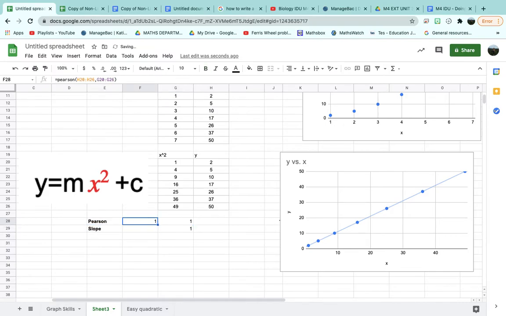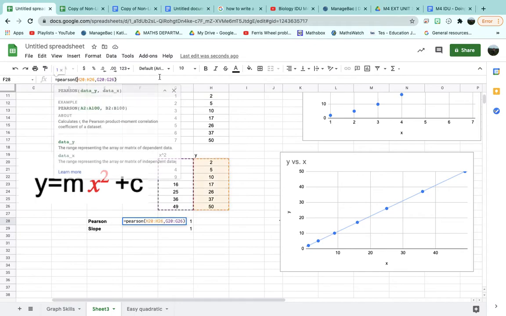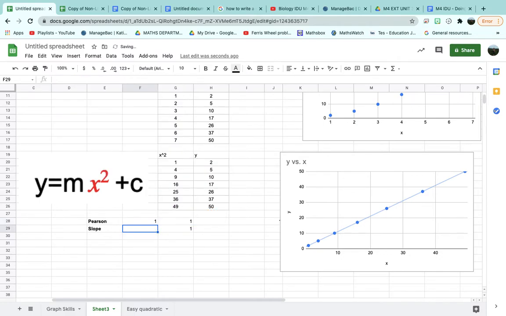Now when you do the slope, we want to analyse the slope of this particular data. Now if you're copying and pasting data and you want it to not change, you need to put dollar signs in front of it. So I put a dollar sign in front of the H, a dollar sign in front of the 20, a dollar sign in front of the H, a dollar sign in front of the 26. I'm going to carry on this process. So in the end, I add 8 dollar signs.